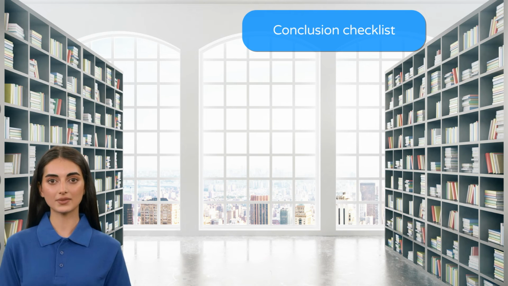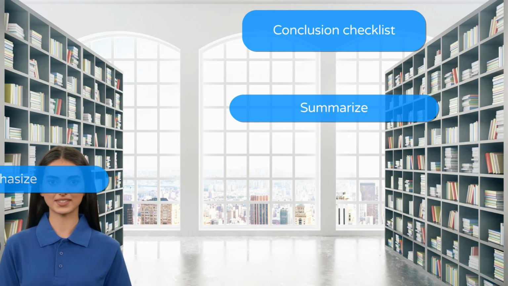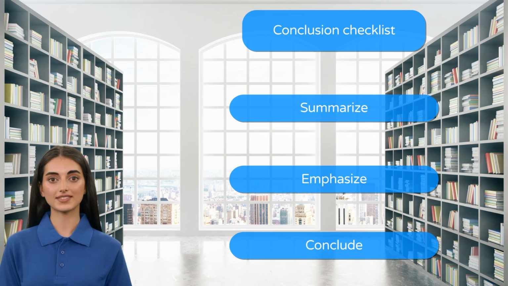Last but not least, remember that a conclusion should do 3 things: summarize, emphasize, and conclude. So, summarize the paper, highlight its importance, and conclude with a striking sentence. With these points covered, you are all set with your conclusion paragraph.